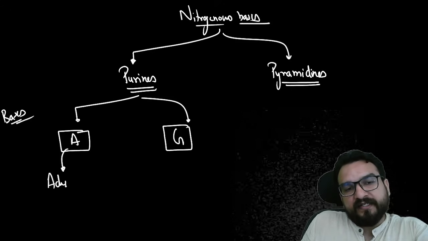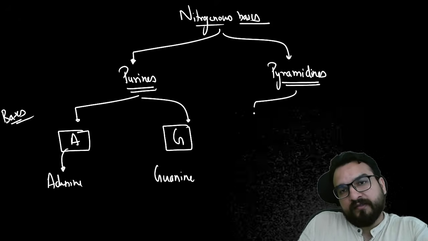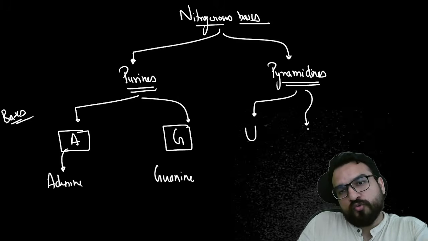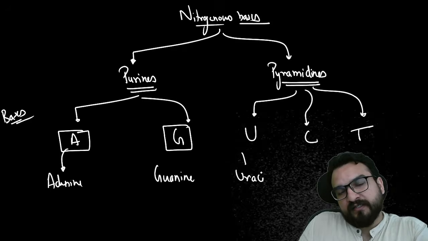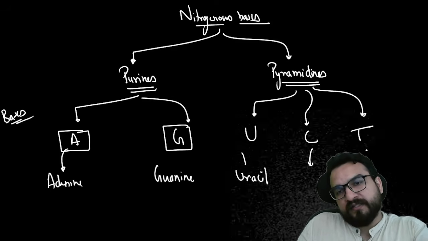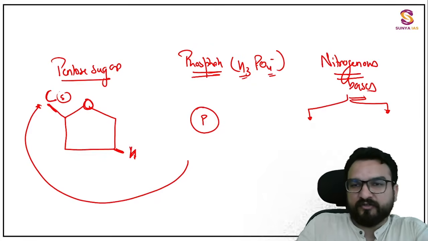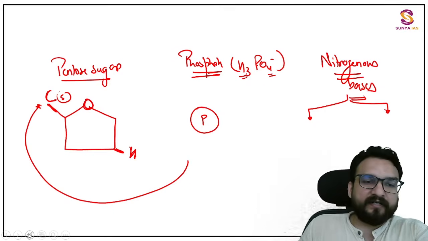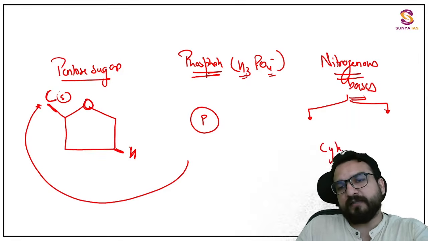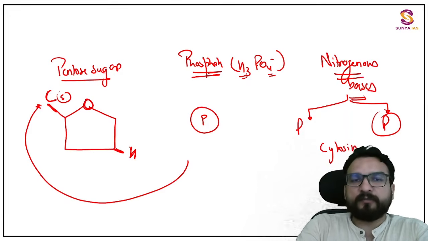That is adenine, guanine, U, C, T, uracil, thymine, and cytosine, guys. C for cytosine, right? Let me show you too so that you can understand in a better way. Cytosine, purines and pyrimidines, right? 3 I have told you over here. Let me show you first and then we'll be discussing further.